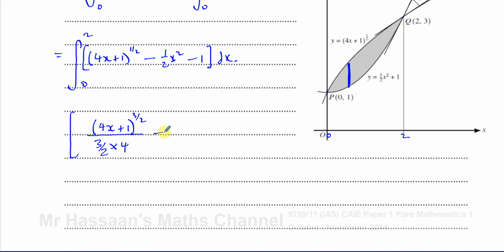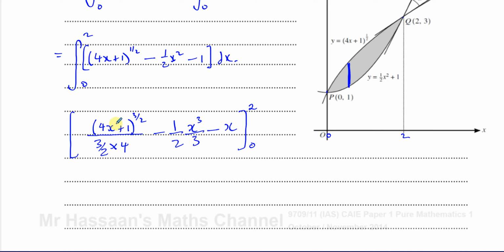We integrate the other term as well. You have a half x squared, and we raise the power by 1, so that becomes a half x cubed, divided by the new power 3. The constant 1 just gains x, so it's 1x. We have now integrated this, so I write it with brackets instead of the integral sign, with 0 and 2 as my two limits.